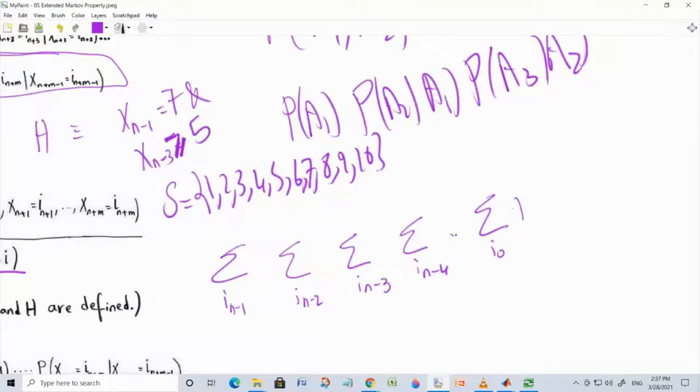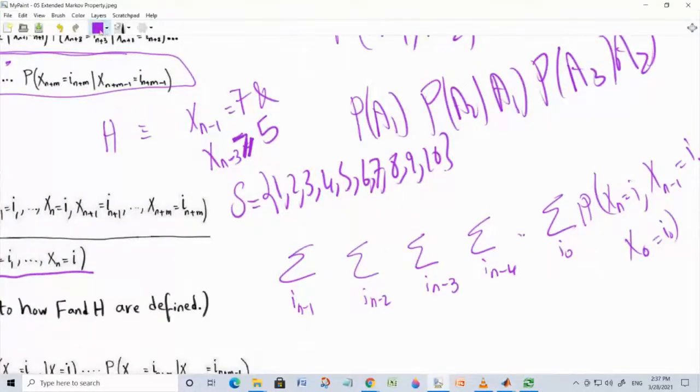And then we have the probability that x of n is equal to i, and then x of n minus 1 is i of n minus 1, all the way to x of 0 is equal to i of 0. The challenge now is what are the limits of those sums? Let's see. h is defined in terms of only some of the variables. The other ones that are not here can take any possible value. So n minus 2 is not here, so this will be from 1 to 10. This will be from 1 to 10. This will be from 1 to 10.